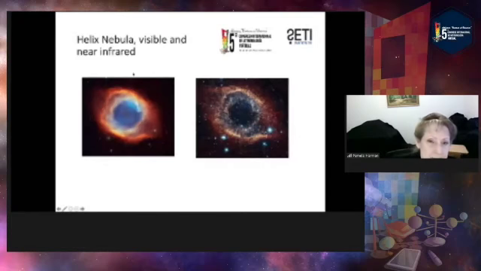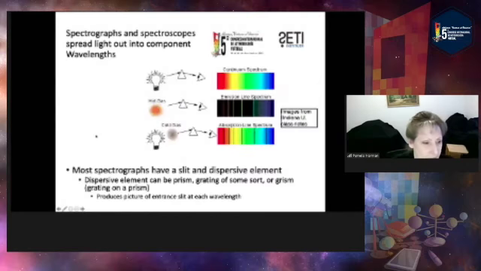Here's a Helix Nebula in visible and near infrared. In the visible image on the left, we see the hot gases. And in the infrared image on the right, we see the dust that is cooler than the hot gases in that nebula. This cooler dust is really interesting to us as we study astrobiology and want to know how planets form, how atmospheres form, and then we want to know more about the chemistry and the biochemistry.